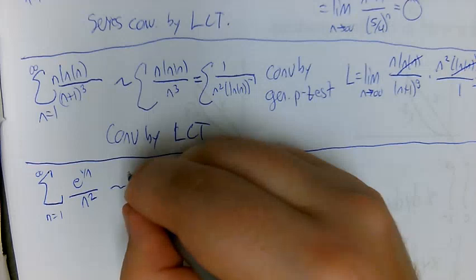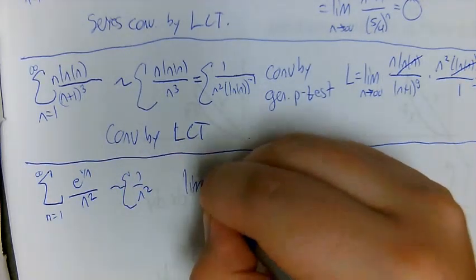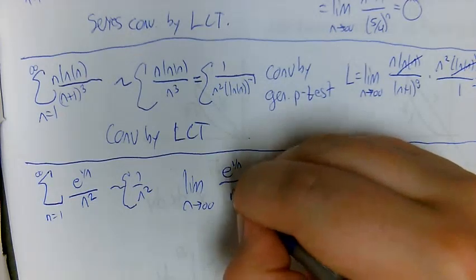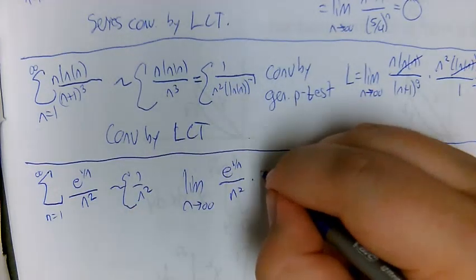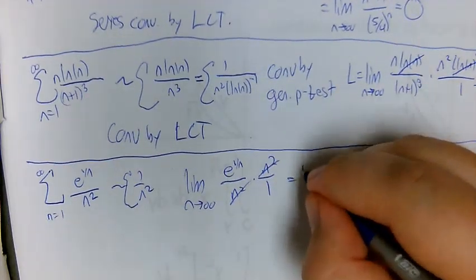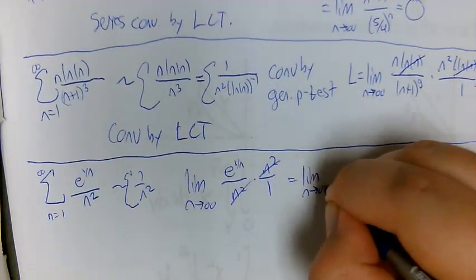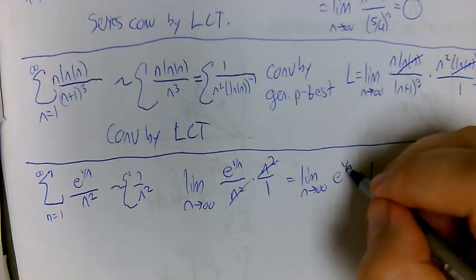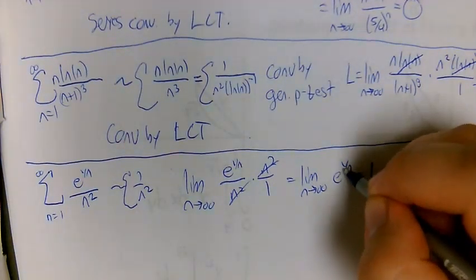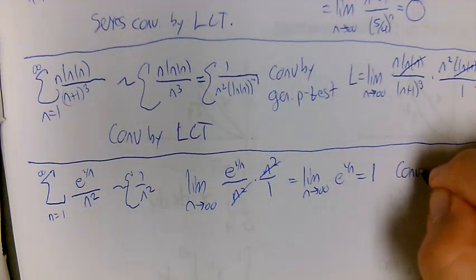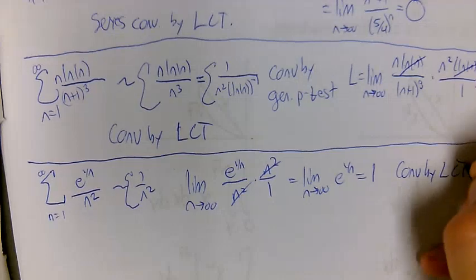Why is that? Well, if we look at the limit as n goes to infinity, we have e to the 1 over n squared times the reciprocal of this. So those will cancel out. And then we have the limit as n goes to infinity of e to the 1 over n. That will just be 1, because my exponent is heading to 0, and e to the 0 will be 1. So this means it's going to converge by the limit comparison test.